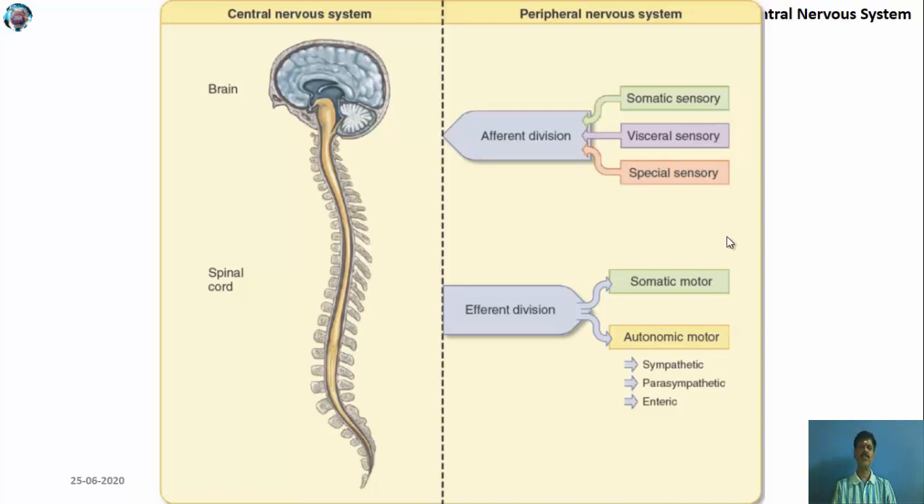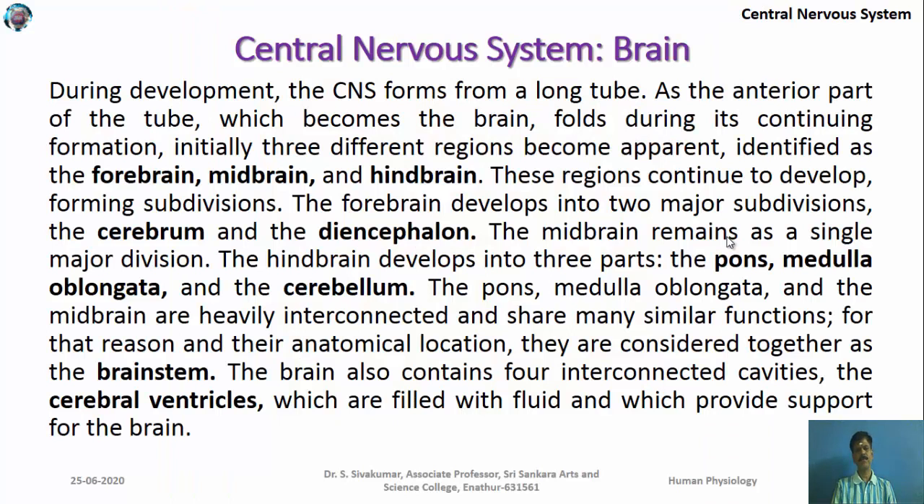So in this section we are going to see only the central nervous system, which is comprised of the brain and spinal cord. When you talk about the central nervous system, it has the brain and spinal cord. So first we will see about the brain.